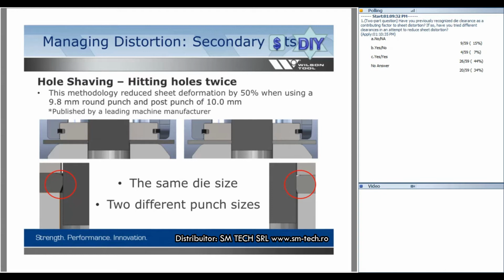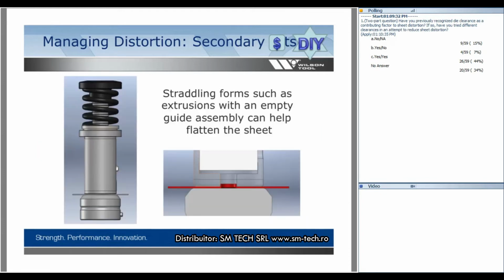And they published that they had a 50% reduction in sheet distortion when they first punched with the 9.8 millimeter punch followed by a 10 millimeter punch. Doubles the hits, but the reduction in sheet distortion pays for itself.